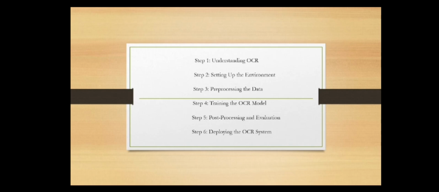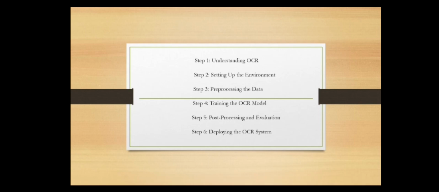Step 3 is pre-processing the data. Before feeding images to the OCR model, we need to pre-process them. Here is how. First is grayscale conversion. Converting the image to grayscale removes unnecessary color details and focuses on the structure of the text. Second is thresholding and binarization. Thresholding techniques like Otsu's method convert the image into binary format for better readability. The third is noise removal. Filters like Gaussian blur can help reduce noise, which is crucial when working with images containing handwritten or printed text.